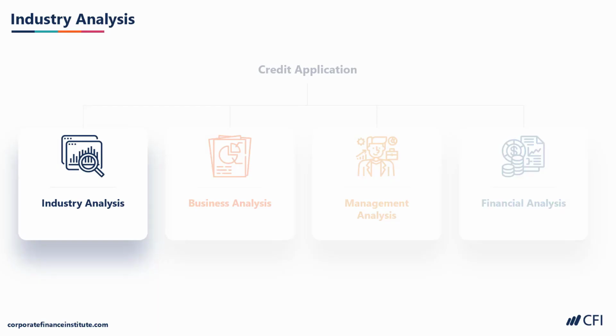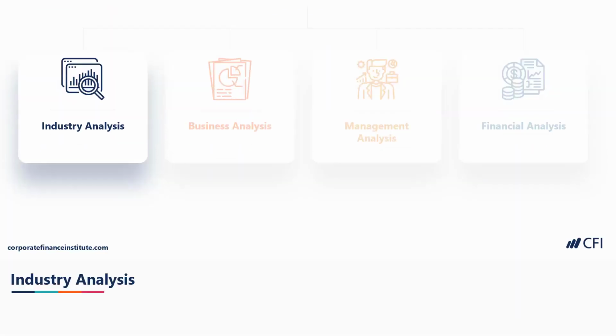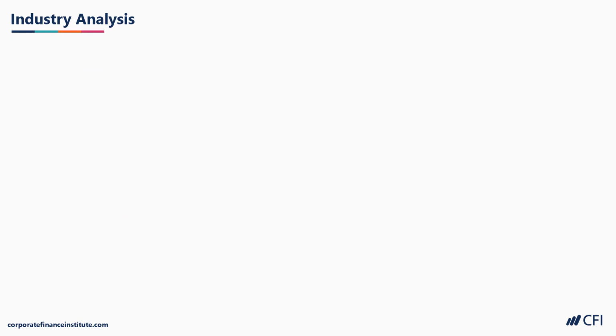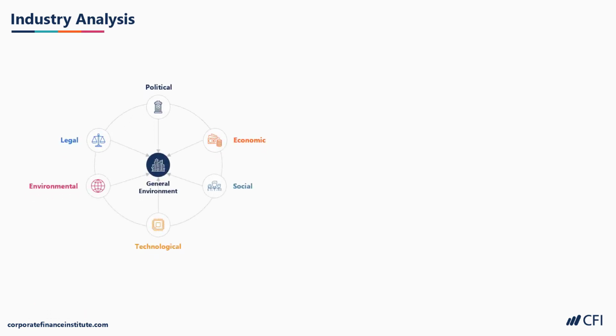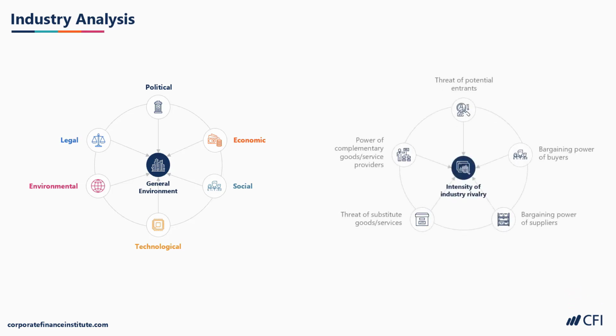Let's look at industry analysis as part of the overall credit application process for a credit analyst. A credit analyst will typically use frameworks to analyze an industry. One of those frameworks could be PESTEL, which stands for Political, Economic, Social, Technological, Environmental, and Legal forces that impact the general environment in the industry. They may also look at an intensity of industry rivalry framework. This framework looks at all sorts of factors to see how intense the industry is.